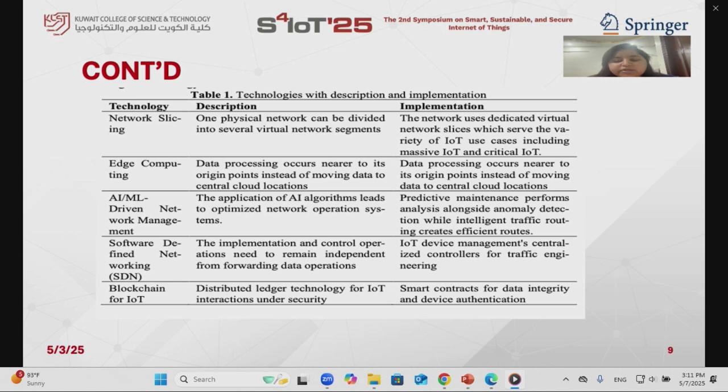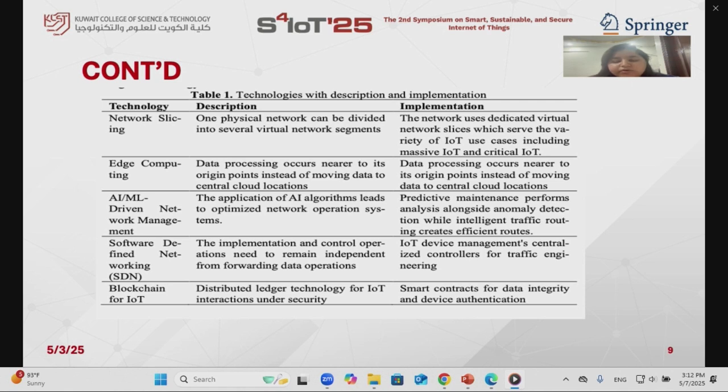The next technology is edge computing. In edge computing, data processing occurs near its origin point instead of moving data to a central location. In the implementation of edge computing, data processing occurs near its origin point instead of moving data to a central cloud location.